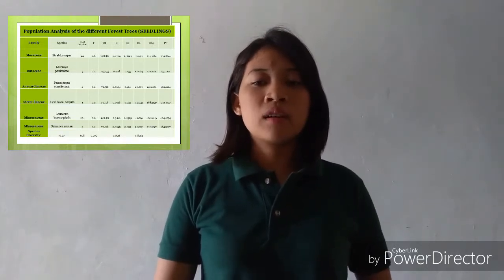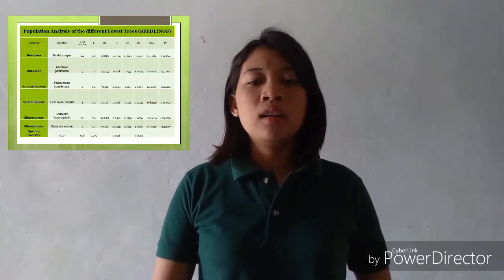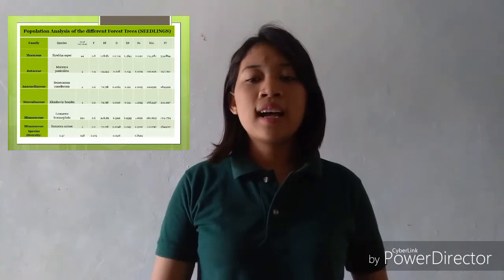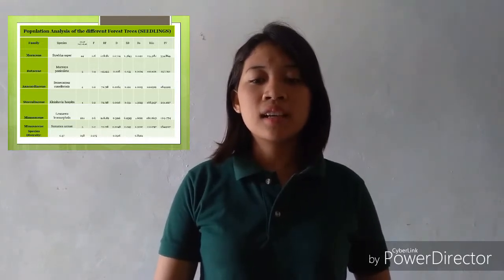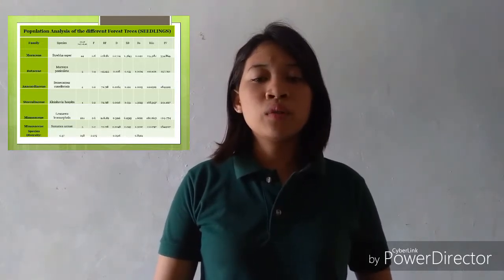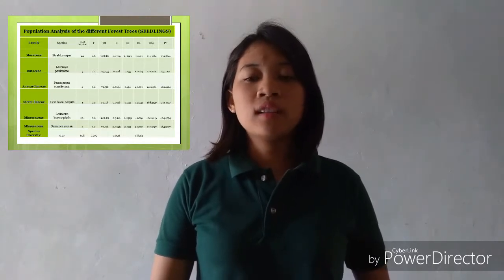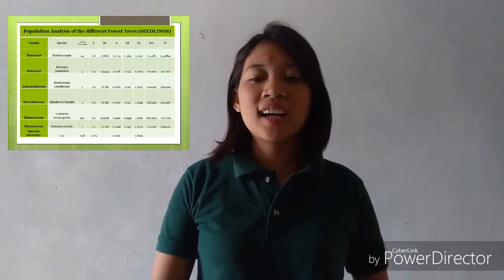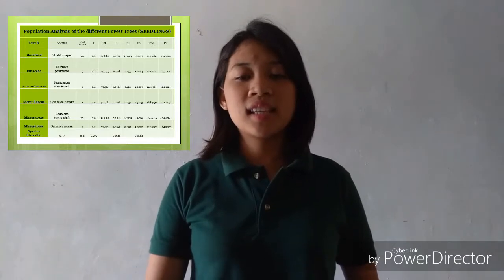Kleinhovia hospita obtained the lowest density with only 0.0016. For the computed relative density, Leucaena leucocephala has the highest relative density, which is 6.2325, while the Kleinhovia hospita got the lowest relative density of 0.0308.